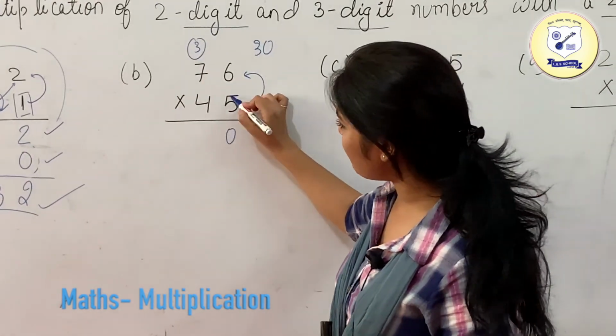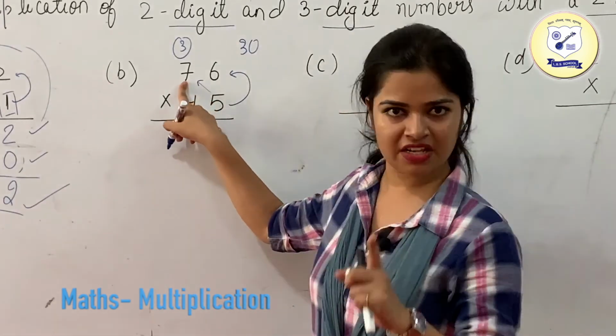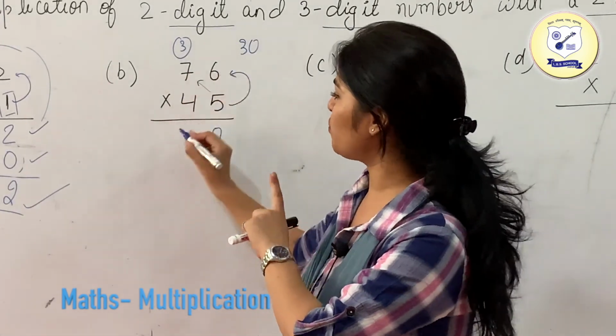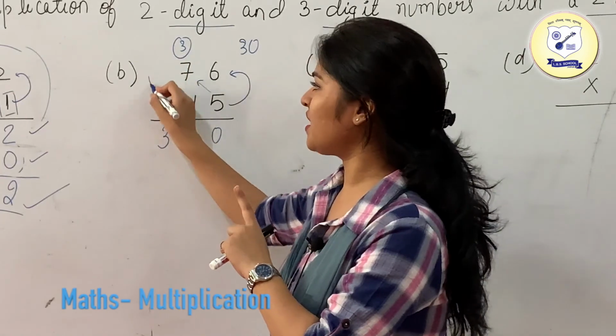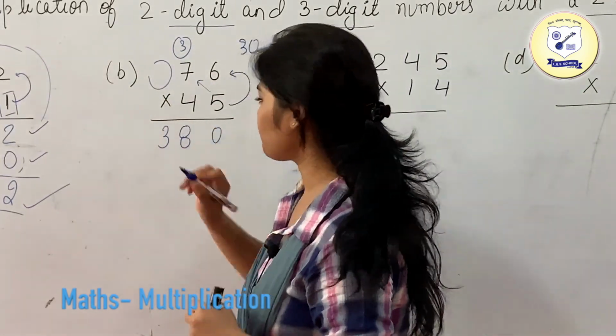Now multiply this with the second number, which is your 7. So 5 7s are 35 plus carry, which is going to be your 38. Since we do not have any number over here, we won't put that in carry. We will write that whole number in your answer.